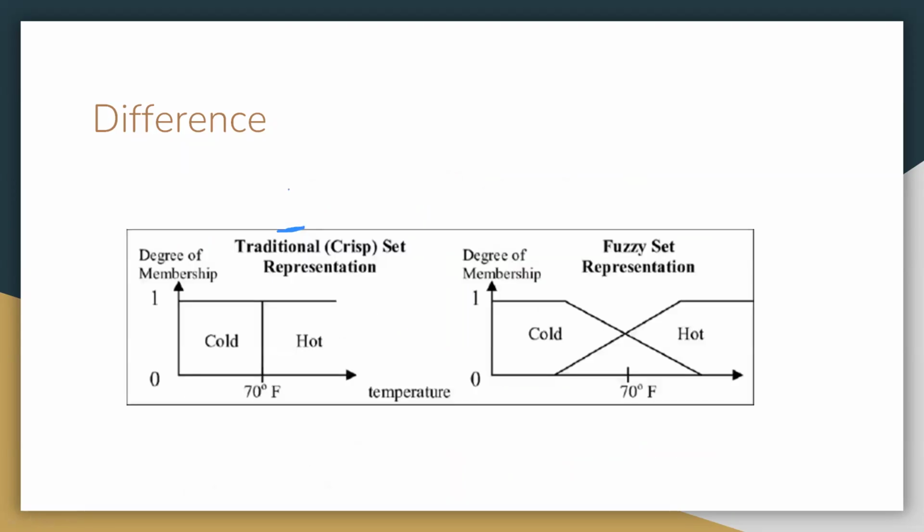This is another example where you can see that the traditional crisp set representation of hot and cold is shown by 70 degrees Fahrenheit, whereas in a fuzzy set representation, you can see how they cross over, that is beyond 70 and below 70. This is how the temperature is mapped on a fuzzy set.